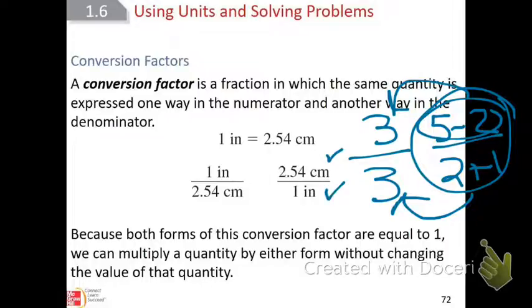This is the same exact thing as 1 inch. 2.54 centimeters is the exact same thing as 1 inch. Therefore, I'm writing two equal things over itself, so it equals 1. It does not change the value. It's like saying 4 quarters is the same thing as $1. So I am not changing the value.